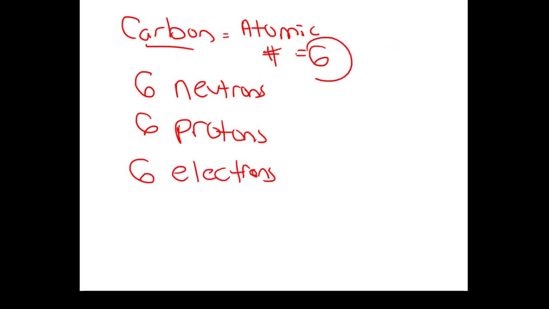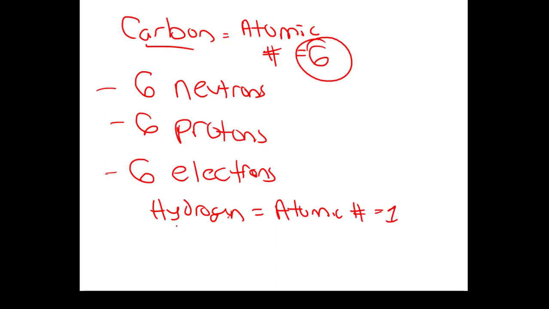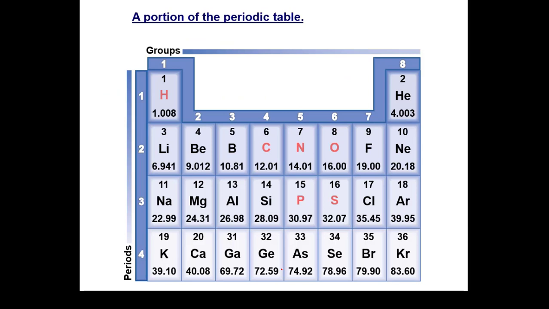Whatever the atomic number is, that's how many protons, electrons, and normally how many neutrons are going to be in that element. All right, so I'll give you another example. Hydrogen has an atomic number 1. So that means hydrogen has 1 neutron, 1 proton, and 1 electron. If you're ever unsure what the atomic number is, it's really easy. You just look at your periodic table, and this is the periodic table I'm normally going to show you, like on an exam or whatever. I'll just show you this really simple periodic table.